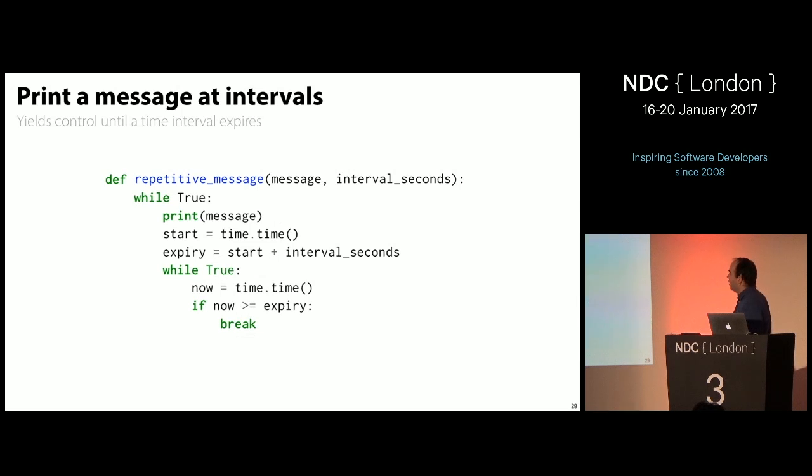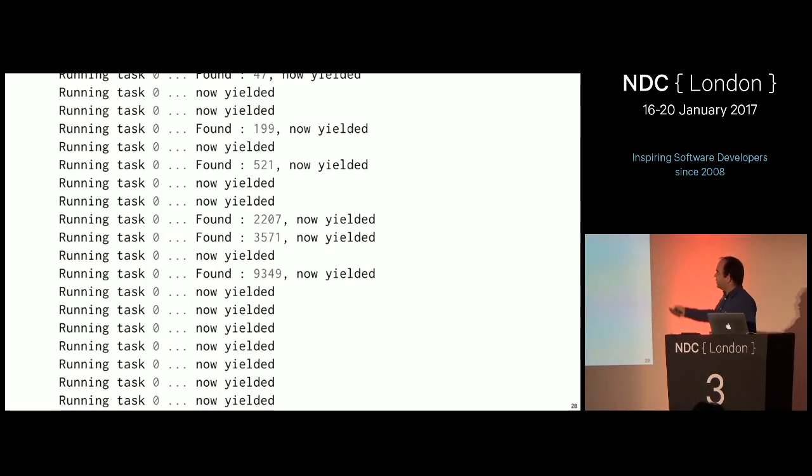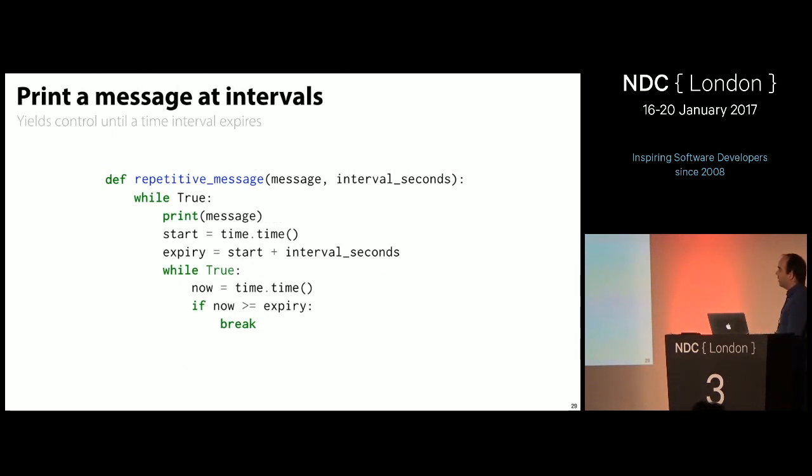Okay, so that was one. This is one task running, just task 0 there. Now we want another task to run. So I've cooked up this task here called repetitive message, and all it does is print a string at some time interval. So it's an infinite loop, this task never completes, just runs forever, prints the message, and then this is basically a sleep.